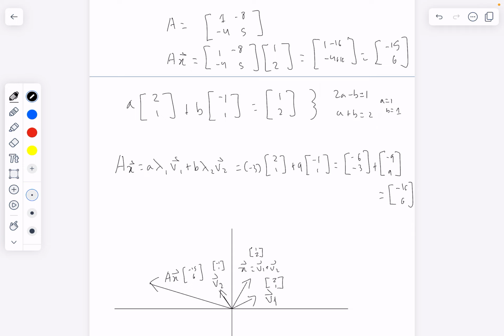Since we know how A acts on eigenvectors, A of x equals A(v1 plus v2), which equals Av1 plus Av2, which equals negative 3v1 plus 9v2. And when we plug all that in, we get the answer of (negative 15, 6) again, which is the same image.